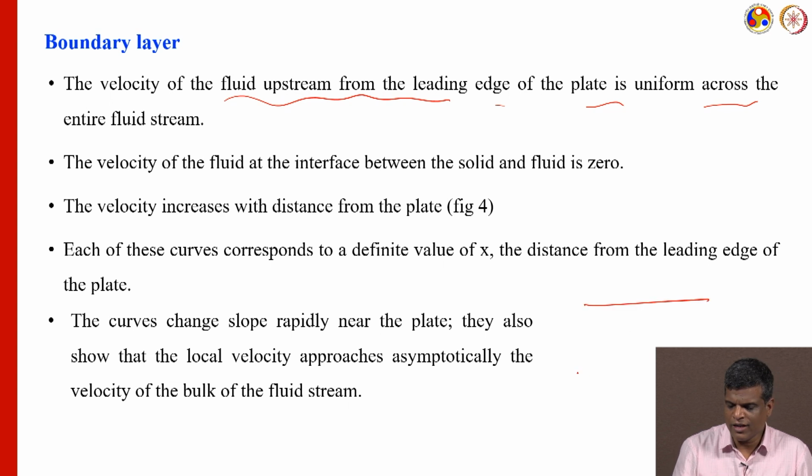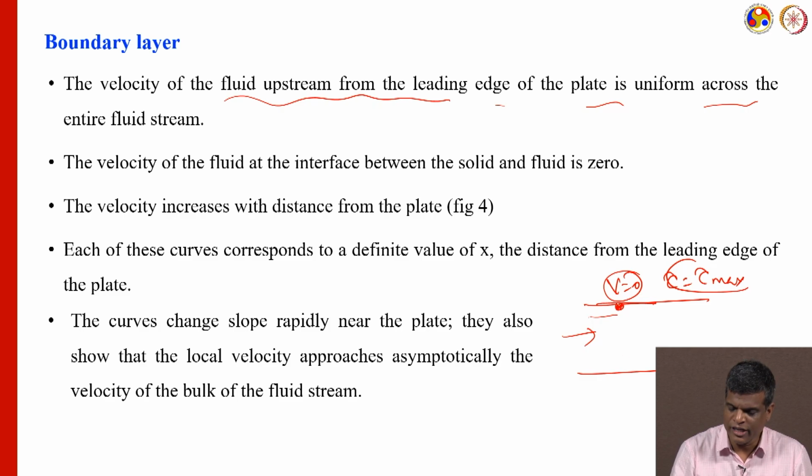So, assume the velocity of the fluid here. At the surface, at the interface, you assume this is a solid phase and this is a fluid phase. At this surface, the velocity is always 0, but the shear stress is the maximum. We already discussed that the shear stress is maximum at this point, but the velocity of the fluid at the interface is 0. The velocity increases with respect to the distance from the plate. So, for example, here the velocity will definitely increase.